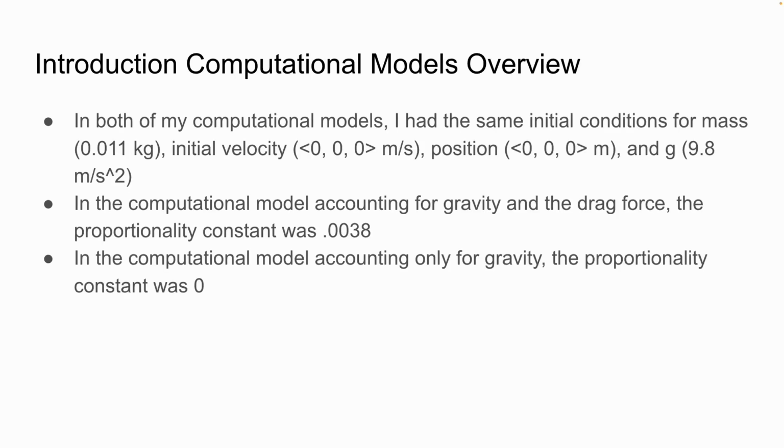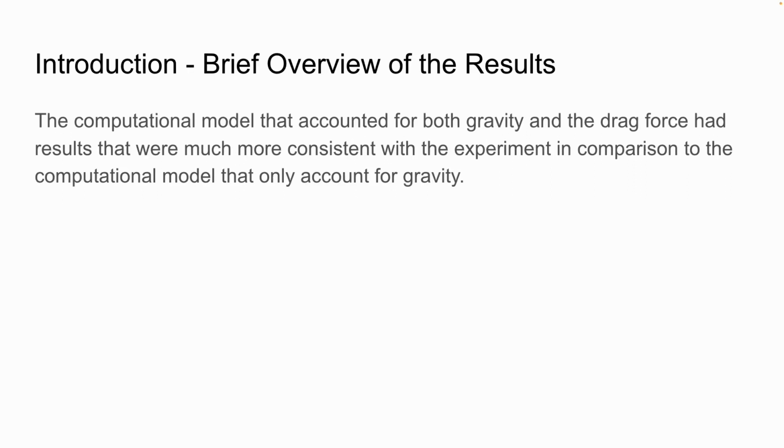Computational models overview. In both of my computational models, I had the same initial conditions for mass, initial velocity, position, and g. In the computational model accounting for gravity and the drag force, the proportionality constant was 0.0038. In the computational model accounting only for gravity, the proportionality constant was 0. Brief overview of the results.